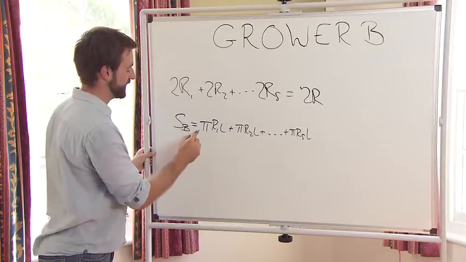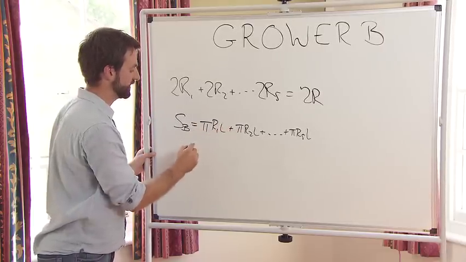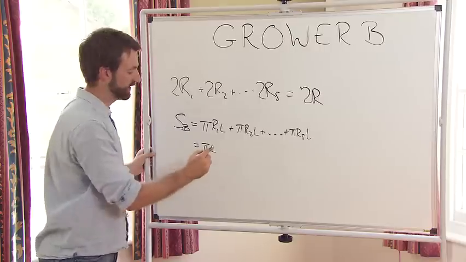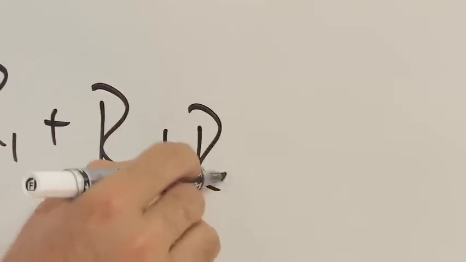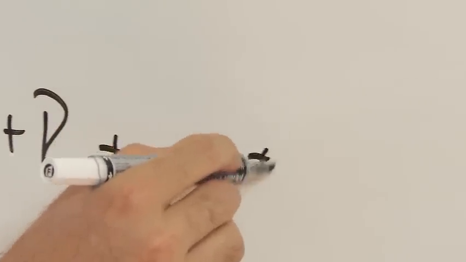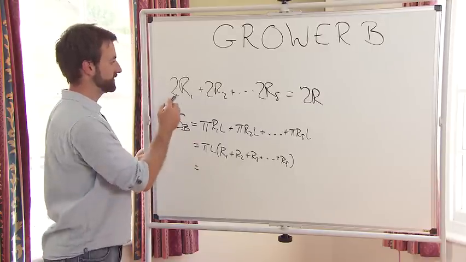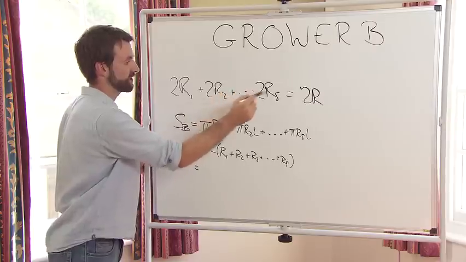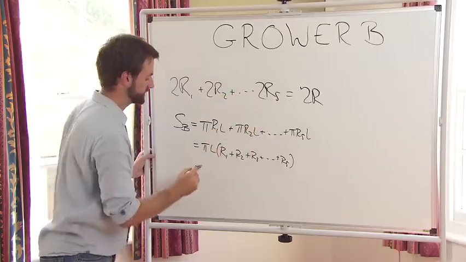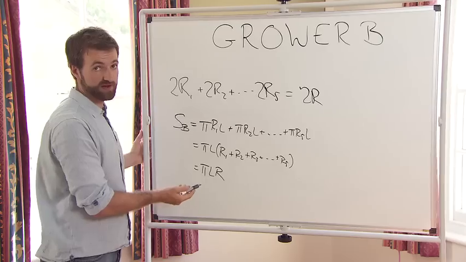Now, if you notice, in each one of these terms there's a pi and there's an L. So what we can do is take out a factor of pi times L, and we're left with pi times L times (R1 plus R2 plus R3 plus all the way up to R5). And now what we can do is use the formula that we've got up here, which just says that R1 plus R2 plus all the way up to R5 is just equal to R. So we can write this as pi times L times R. And where have we seen that formula before?